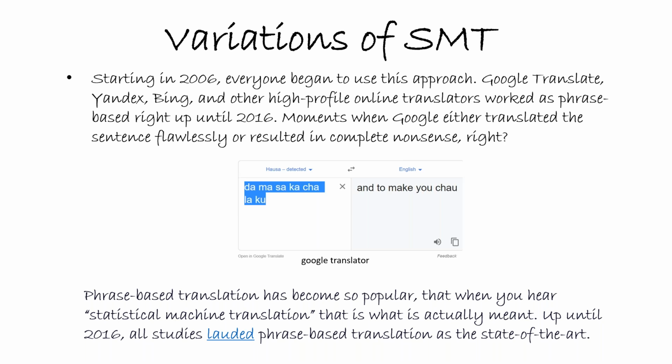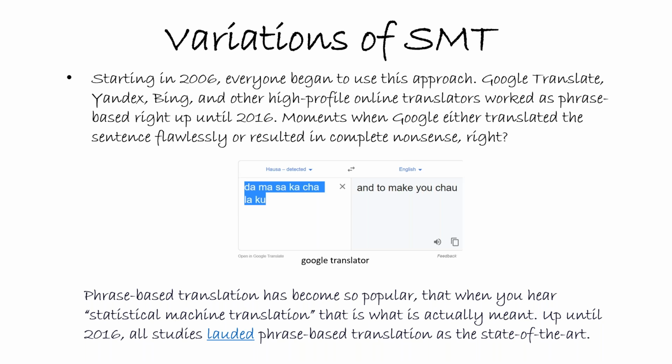They were using SMT, and other high-profile online translators worked as phrase-based until 2016. We might remember moments when Google translated the sentence flawlessly, or times when we put in a sentence from another language and expected one result, but it showed something else. Or sometimes you expected this and it really did very well, right? Those were very surprising things with Google Translate at the early stages.